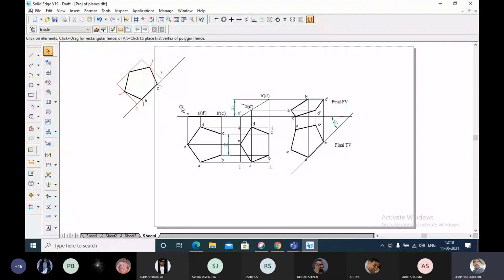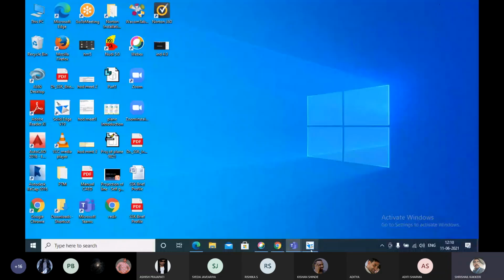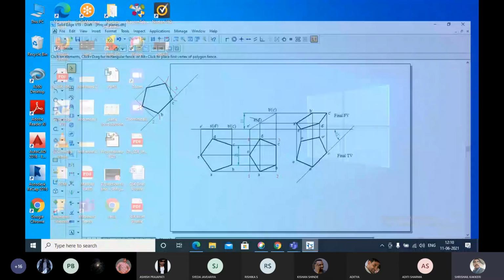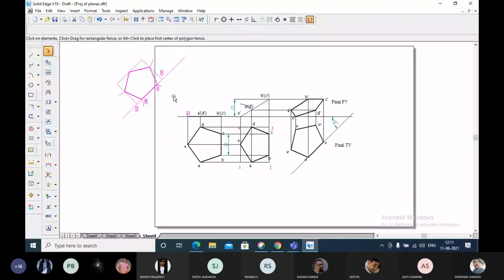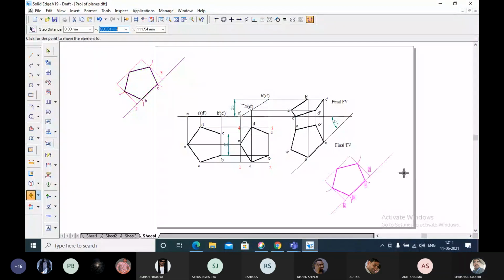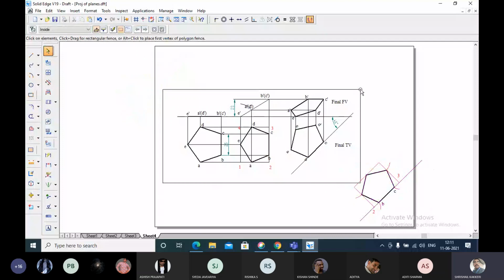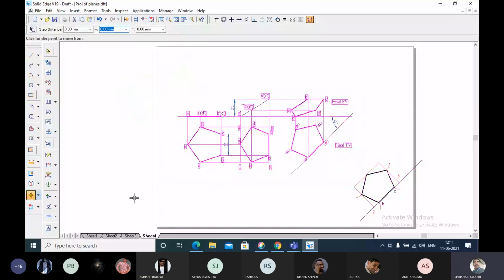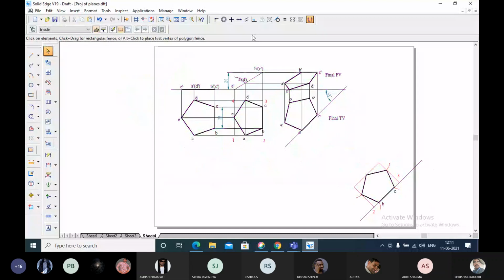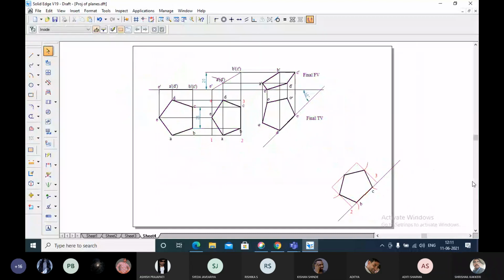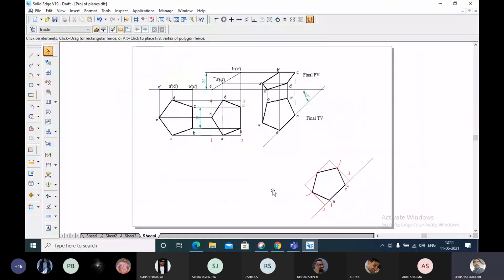The next, the other problem I'll try to show you. This I'll be sending it to you. This here I'll write it, manual construction.